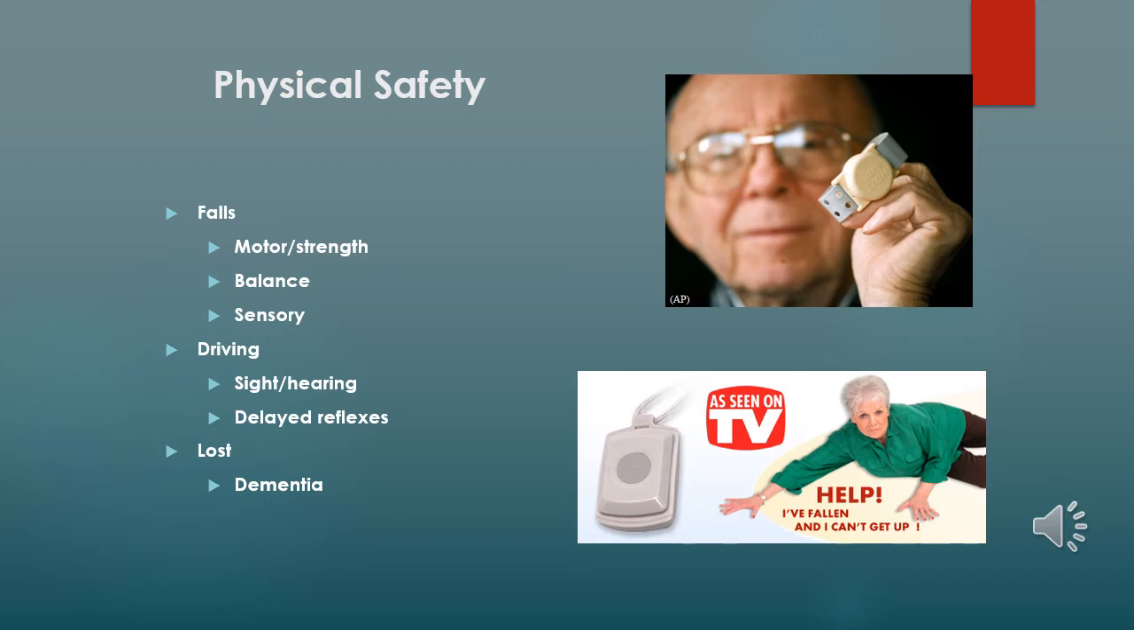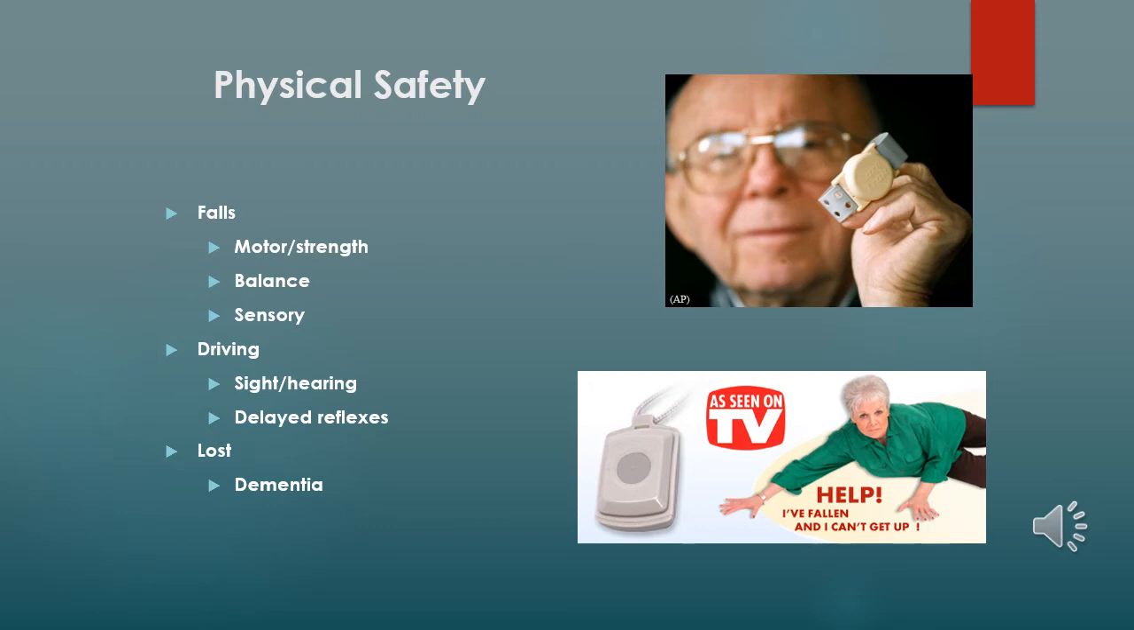The first category in physical safety is falls. Their motor strength and just their muscle mass overall and their joint mobility is typically decreasing. If you remember, this is a part of normal aging. As we discussed earlier, their balance is often altered, and their sensory changes are all playing a huge factor in increasing their risk for fall.